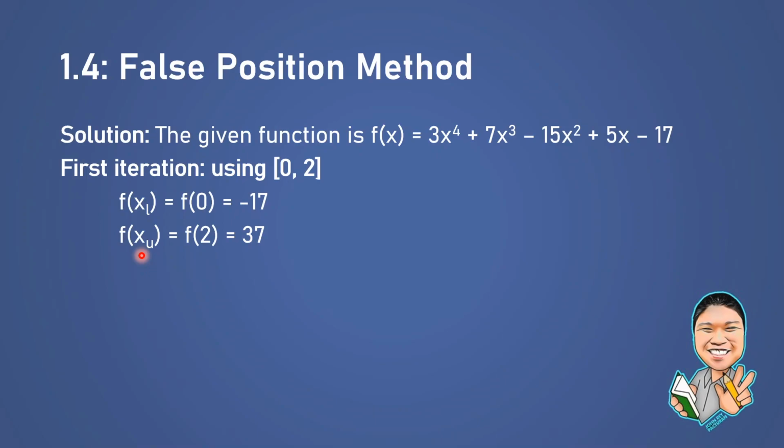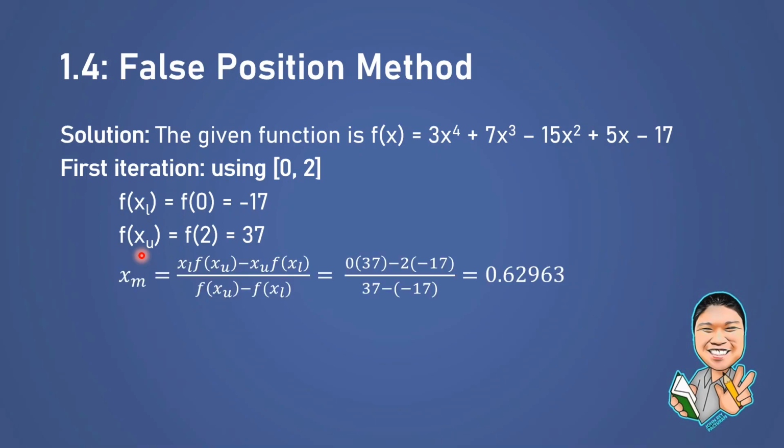Ngayon, ang pinagkaiba nga ni false position method, hahanapin natin yung x sub m using this formula. So, which is x sub L, f of x sub u, minus x sub u, f of x sub L, all over f of x sub u minus f of x sub L. So, just substitute, x sub L is 0, times f of x sub u is 37, minus yung x sub u is 2, yung ating f of x sub L is negative 17, divided by 37 minus negative 17. So, ang magiging x sub m natin is 0.62963. Okay?